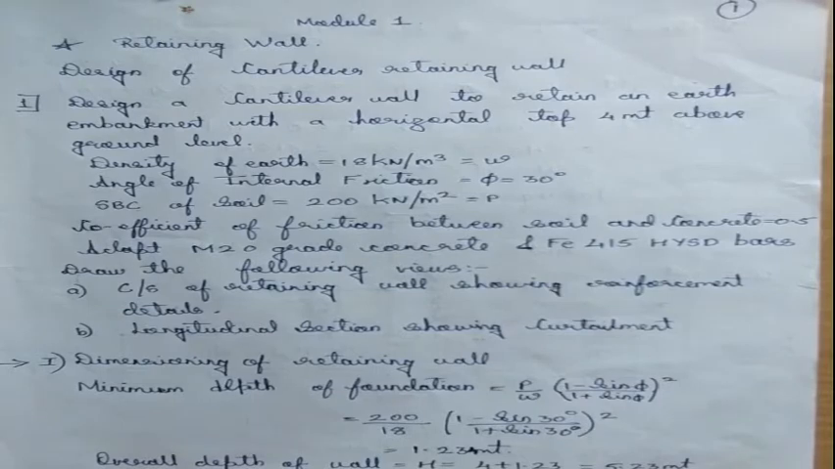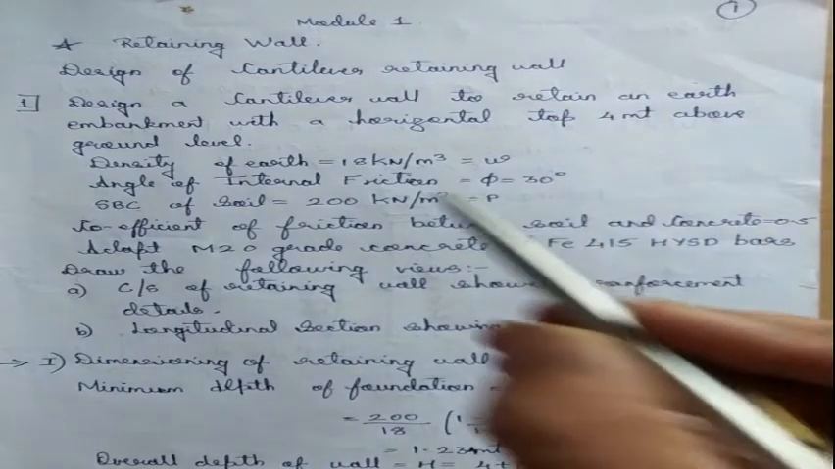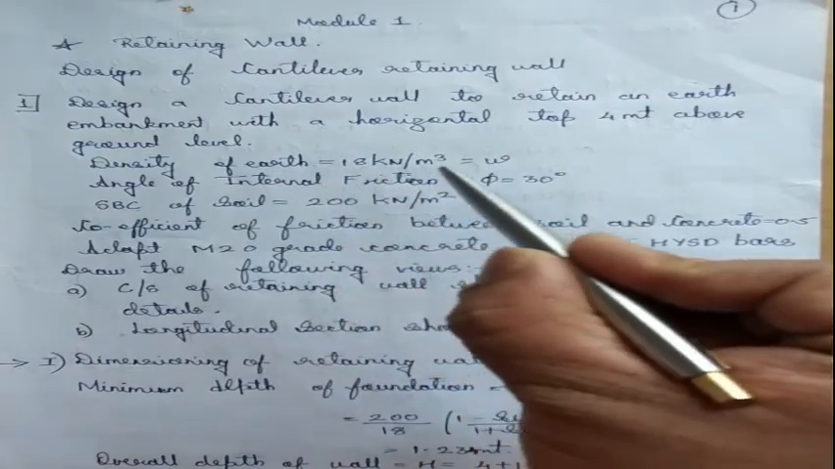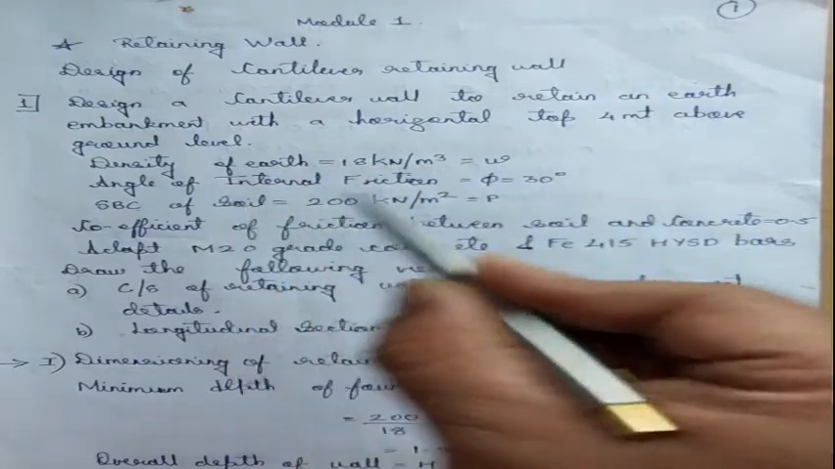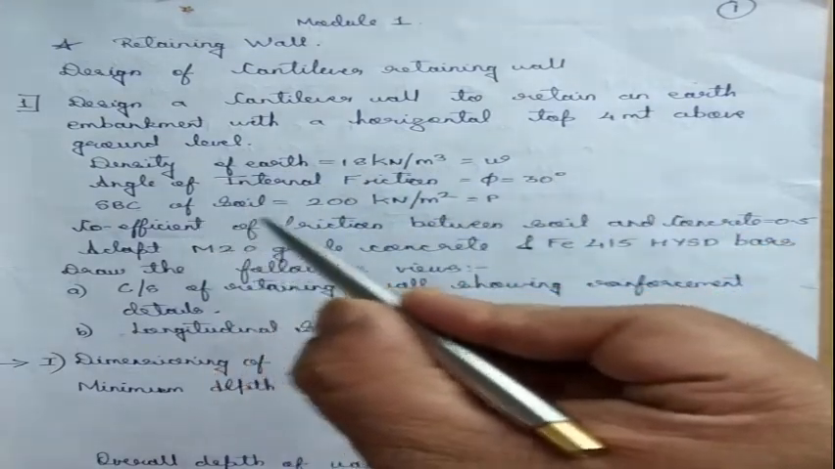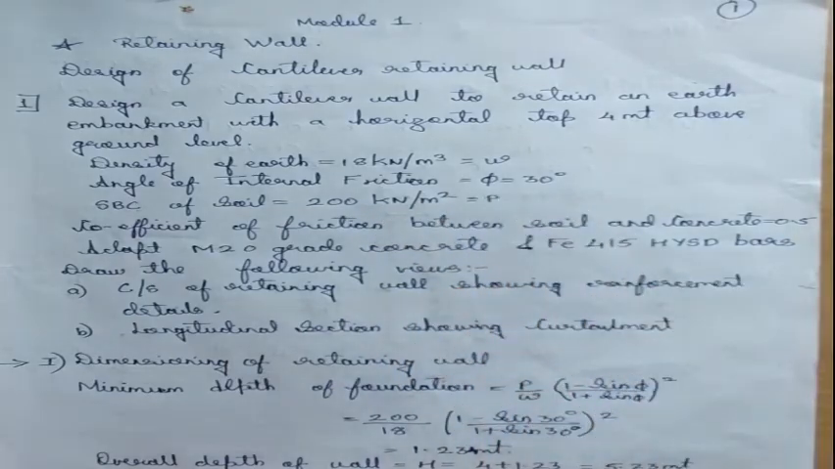So, depending upon the type of soil, the SBC varies. If we have the tested data, definitely we can use the SBC of the soil. So, these are the data: density of earth 18 kilonewton per meter cube, angle of internal friction 30 degrees, SBC of soil 200 kilonewton per meter square.